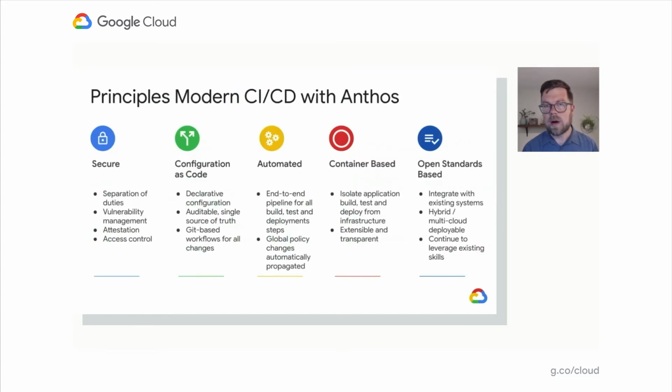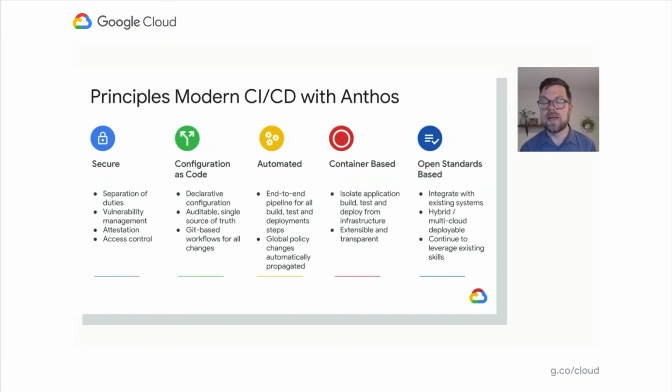Now, when we think about modernizing CI/CD, we think about these 5 principles. First, we look at security. So security is not only in terms of how we create a secure pipeline, but also how we create very clear separation of duties between developers, operators, and security. And we'll talk specifically about what those responsibilities are. We want to ensure that we're securing the pipeline through vulnerability management and attestation, so we're able to cryptographically sign our images as they go from build to test to deployment. And then we want to manage the entire process using robust access control.